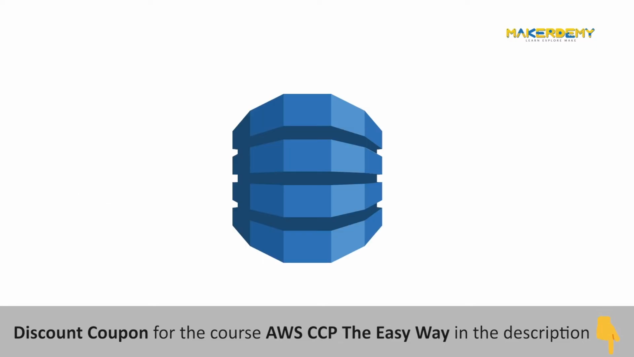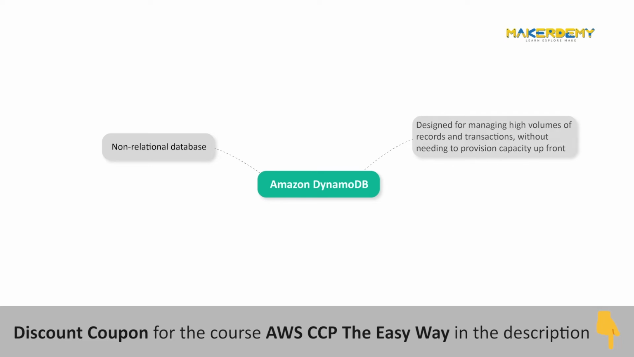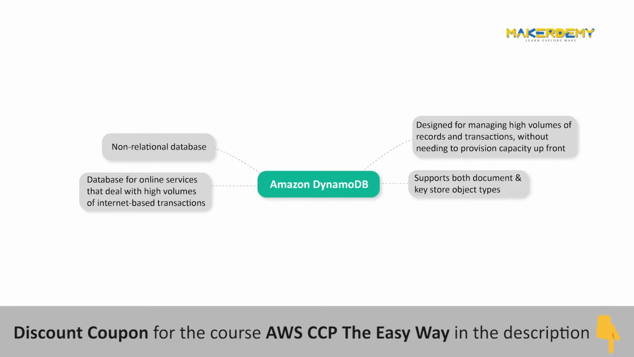Amazon DynamoDB. It is a non-relational database. Amazon DynamoDB is a cloud-native database, and it's designed for managing high volumes of records and transactions without you needing to provision capacity upfront. DynamoDB is a fully managed service. Its simplicity, scalability, and speed has made it the go-to database for online services that deal with high volumes of internet-based transactions. DynamoDB supports both document and key-value object types, a big point.